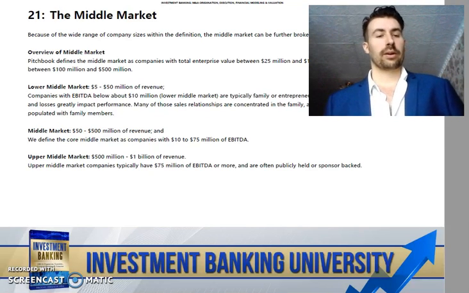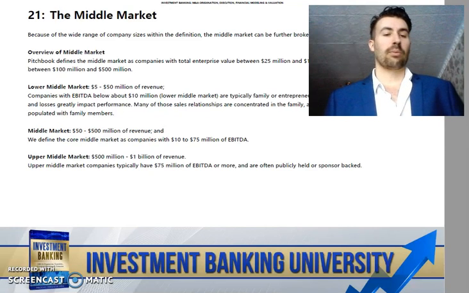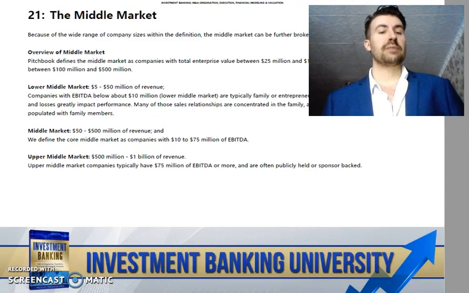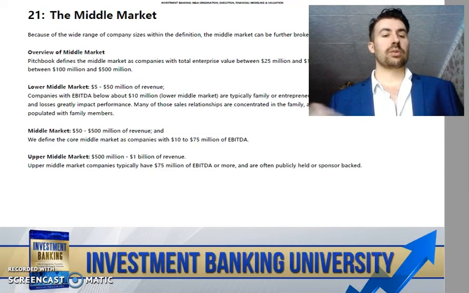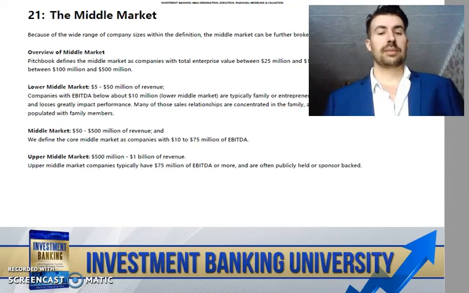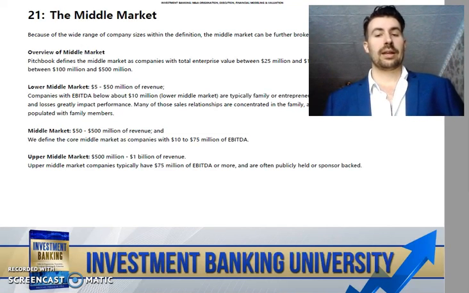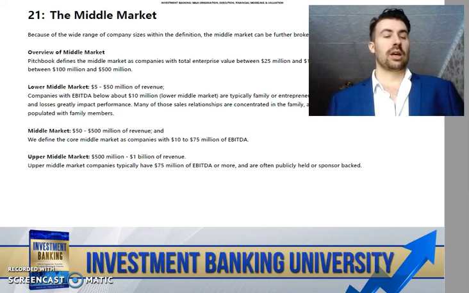And the core middle market is between 100 million and 500 million. The lower middle market is from 5 to 50 million in revenue. Companies with EBITDA below about 10 million are at the lower middle market, and typically they're family or entrepreneur owned, and they have individual customers concentrated a bit more than they would in, say, the middle market. Many of these relationships are concentrated with the family or with high management.